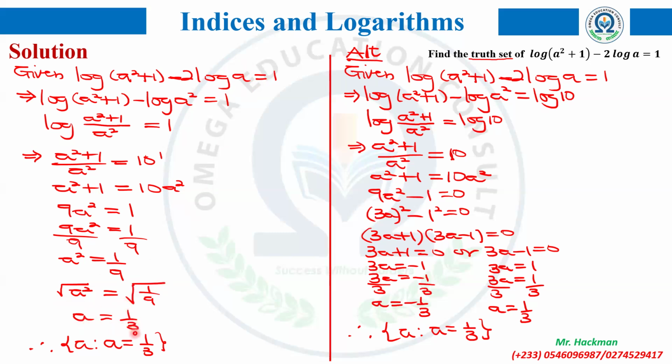Which will give us a equal to 1/3. Then you are asked to find the truth set, and some of you lost the mark because you ended not in the truth set form. So you draw your conclusion in the truth set. And like I've told you, let's learn to protect our marks, especially the low-hanging marks, the marks that you can easily get. So this will be it for the first method.